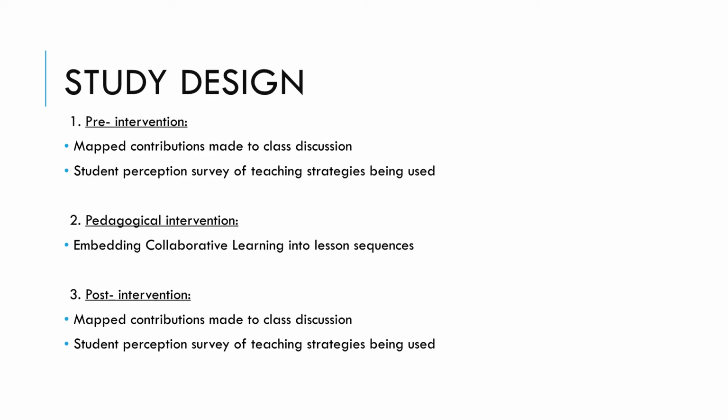Secondly, my pedagogical intervention, whereby I embedded collaborative learning into classroom sequences and lesson plans. This phase involved ensuring that I was effectively incorporating all 5 elements of effective collaborative learning implementation. During this phase, I also completed mapping of student contribution. And finally, the post-test phase, in which I mapped contribution to class discussion and categorised such contributions into low-level or high-level thinking. I also conducted a student perception survey to ascertain current opinions of teaching strategies used in the classroom.